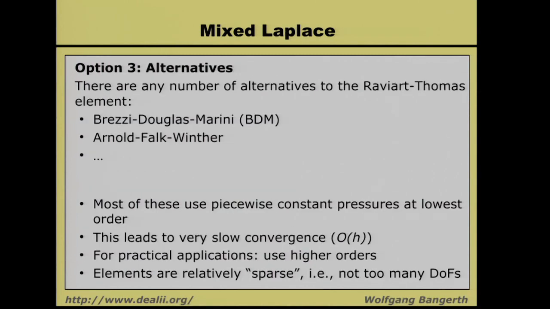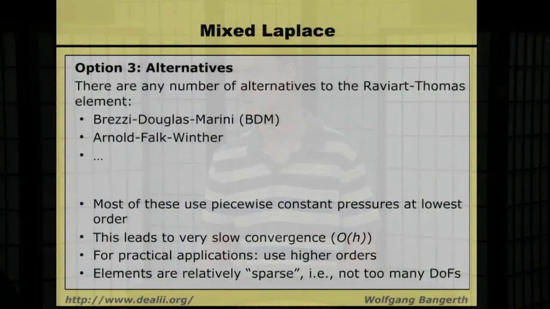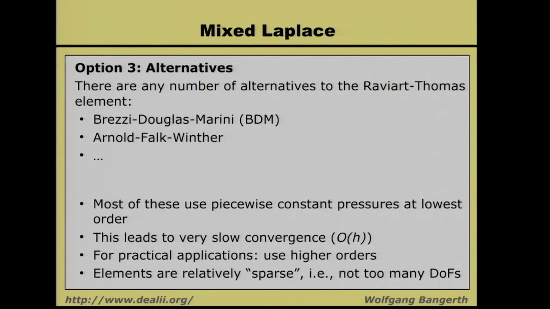There are quite a number of alternatives to this. So the Raviart-Thomas element is not the only element that allows me to form divergences. There are also the Brezzi-Douglas-Marini, the Arnold-Falk-Winther, and many other elements that satisfy this sort of condition. So when you have H(div) problems, there is a vast number of elements that all are made exactly for this sort of situation. But in general, most of them use piecewise constant pressures at the lowest order. The ones that have been used in the past lead to very slow convergence, and if you wanted to use them in applications today, you would want to use higher order elements.